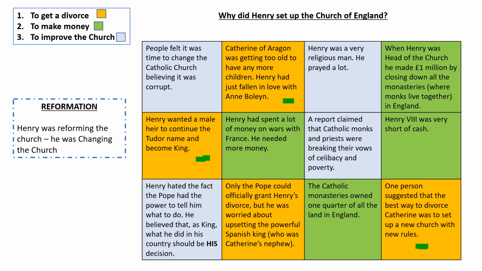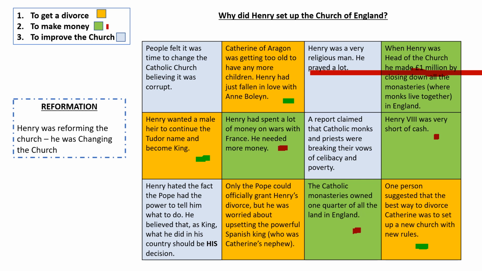Another reason why Henry set up the church was to make some money, and he made quite a lot. When he became head of the church, he made £1 million just by closing down the monasteries. Henry spent a lot of money on lots of wars, and so was very short of cash, and he sometimes gambled himself. He had 55 palaces, so to get more money was really good for him. Henry also spent a lot of money in France, so he needed more money, and the Catholic monasteries owned a quarter of all the land in England.